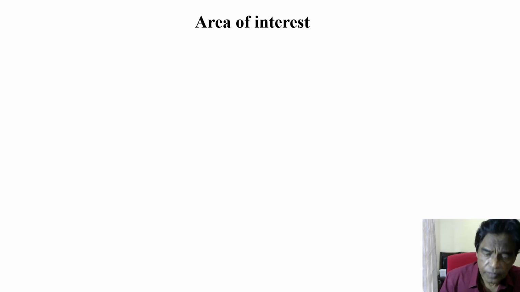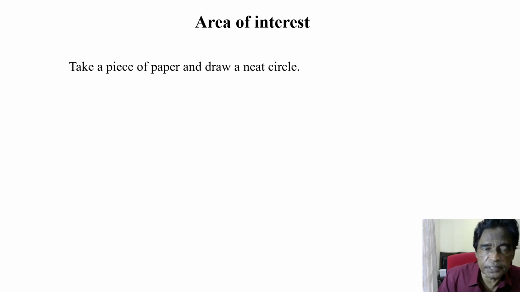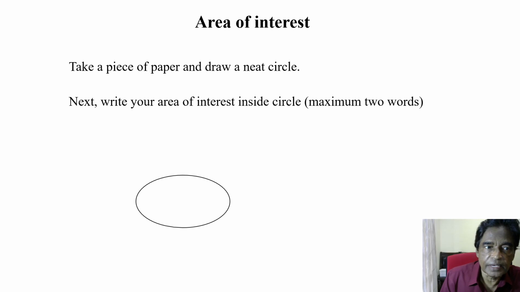Next, take a piece of paper and draw a neat circle. That's where we start our research, right? Draw a circle. Next, write your area of interest inside the circle. Don't write a sentence or paragraph, maximum 2 words. If you're interested in dengue, just write dengue. If your interest is dialysis patients, just put dialysis, right? So 2 words. Area of interest.